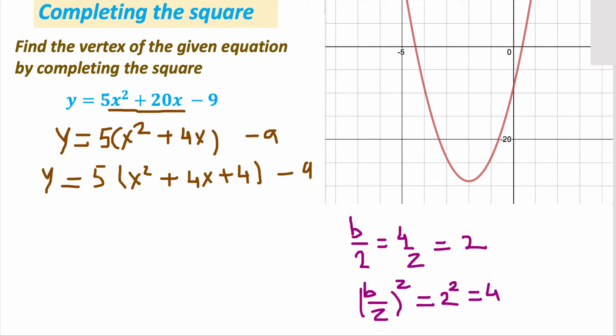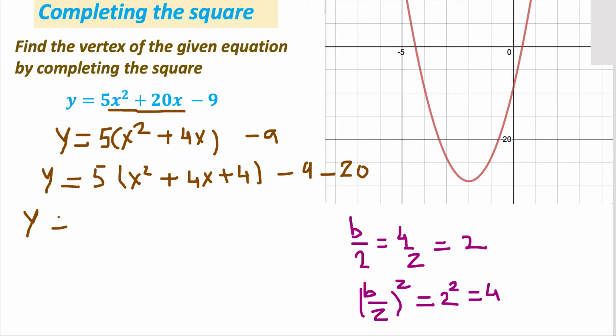But do not forget, I didn't add just 4. But here is a 5. 5 times 4 is a 20. So in effect, I added a 20. So that's why I'm going here to subtract 20. Because plus 20 minus 20 is a 0. And now we are going to work here.